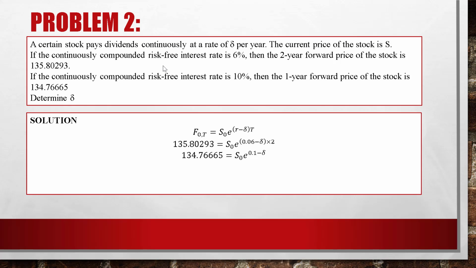From these two equations, we see there are two variables, S0 and delta. These are not given. But we don't want to care about S0, so we'll find a way to eliminate it. And the best way to eliminate S0 here is just divide side by side. So we got the ratio 135.80293 over 134.76665 is equal to e to the (0.02 minus delta). We just have to divide side by side, and S0 with S0 will automatically cancel.